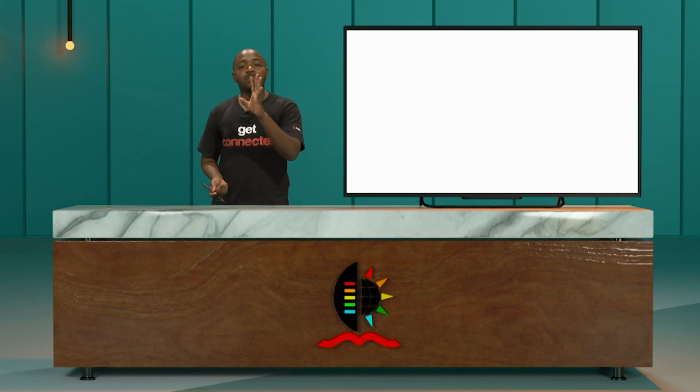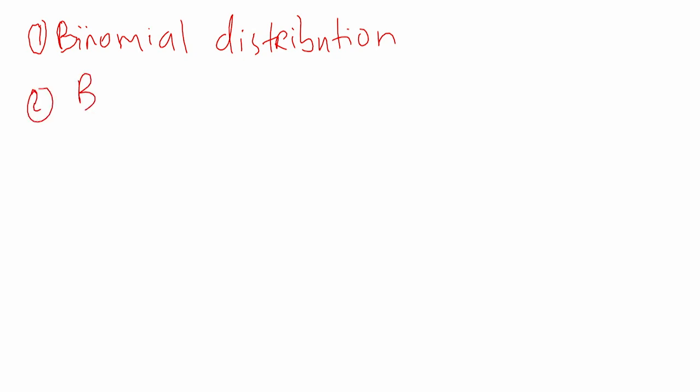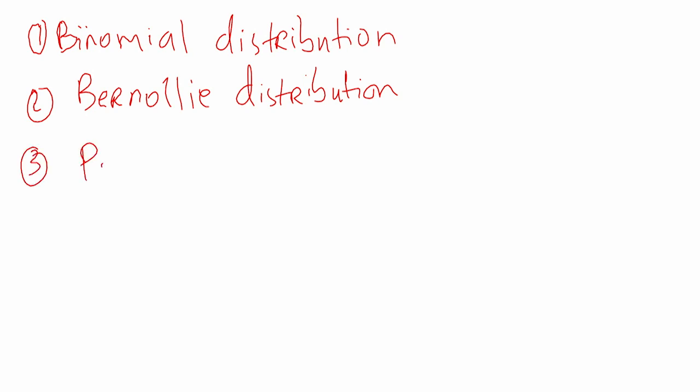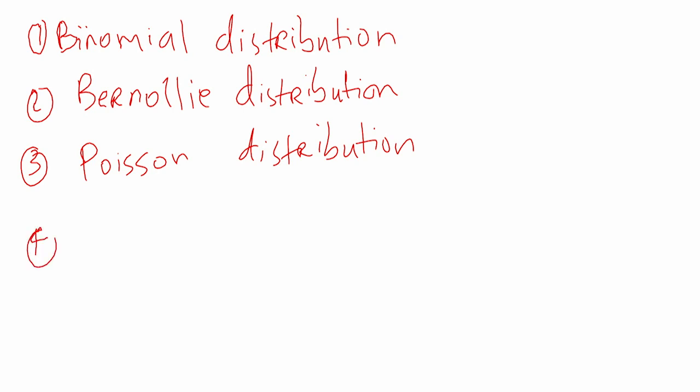So how many probability distributions do we have? We've got the binomial distribution, the Bernoulli distribution, the Poisson distribution, and the hypergeometric distribution.